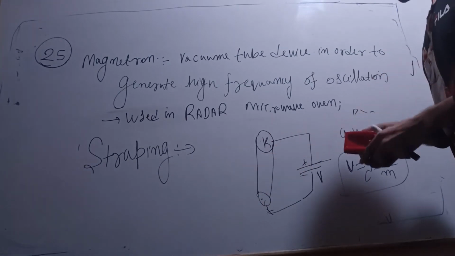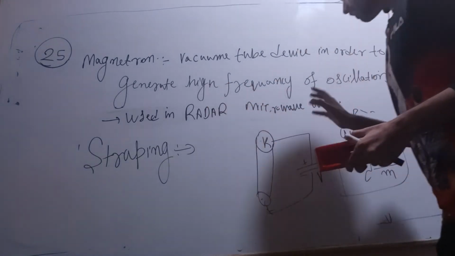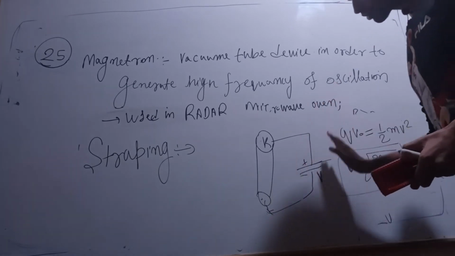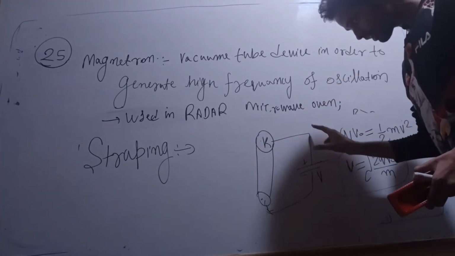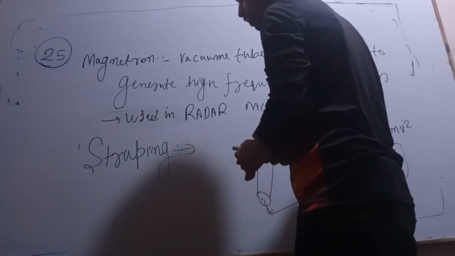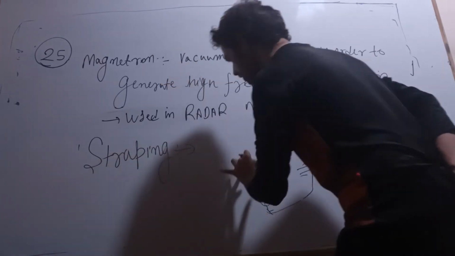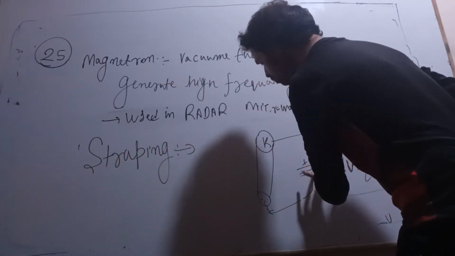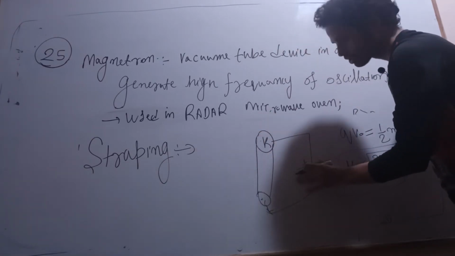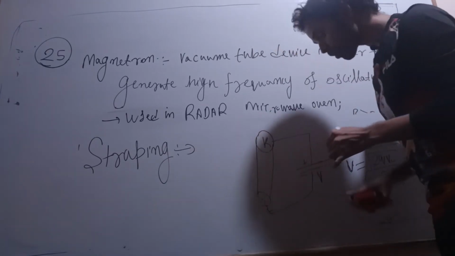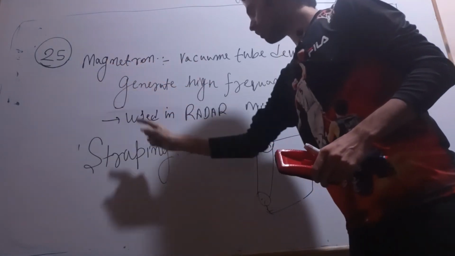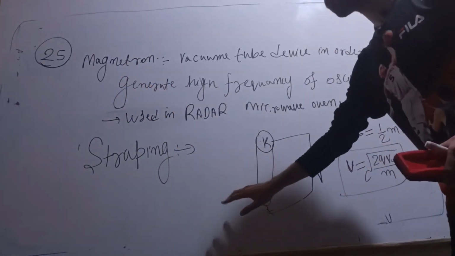Now, actually, what is happening? Sometimes there is a disturbance in the DC power supply. Due to this disturbance, the mode of the cavity will change. The mode of the multiple cavity magnetron will get changed.